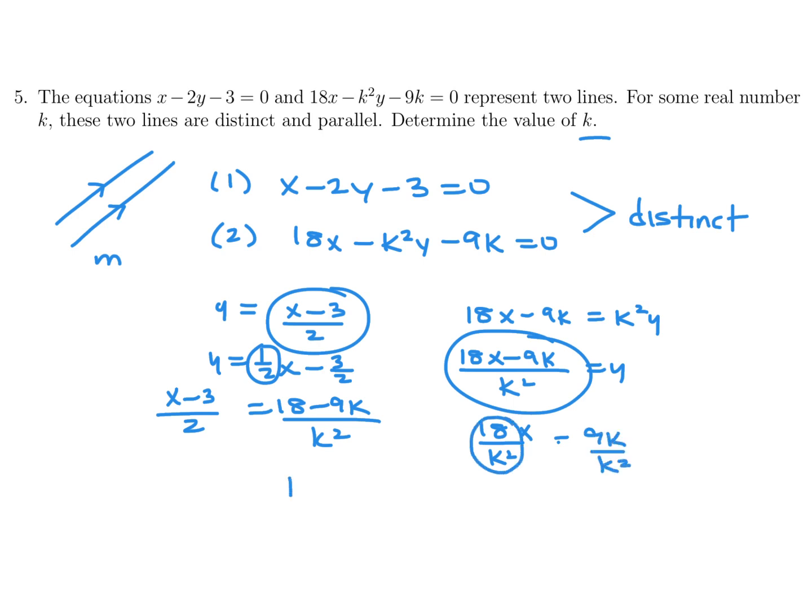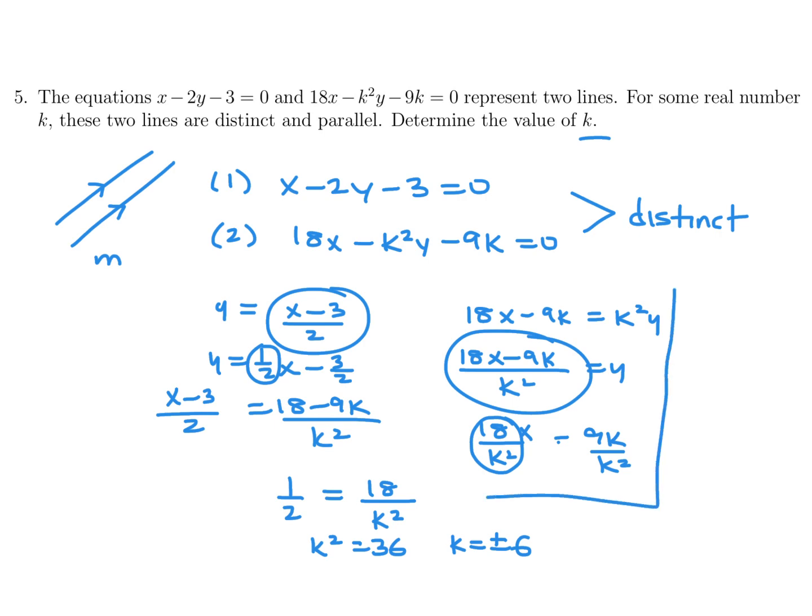So that means that a half, since they have the same slope, is the same as 18 over k squared. So k squared is 36. Aha. So k is equal to plus or minus 6. Okay. So determine the value of k. So that makes me think that only one of those is right, because it says the value. It doesn't say values.